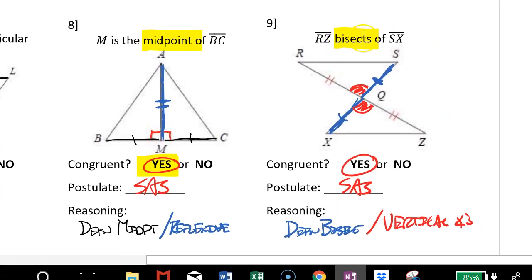And lastly, number 9, bisect being the key part here. Bisect means it cuts the segment in half. So we already had that RQ is congruent to QZ. We now know XQ is congruent to SQ by the definition of bisect. And as I've marked in the diagram, we have a set of vertical angles. So once again, yes, we have the triangle congruence theorem, side angle side.